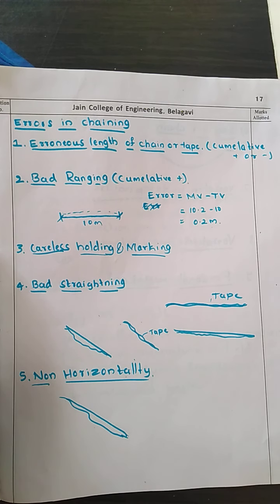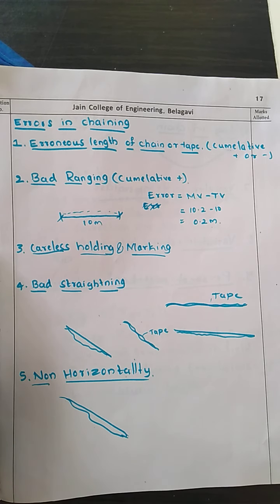In the previous class, we were discussing linear measurements, and how the linear or horizontal measurements can be done by using a chain or a tape. When we use the chain or tape together for measuring a horizontal distance, we call it chaining.